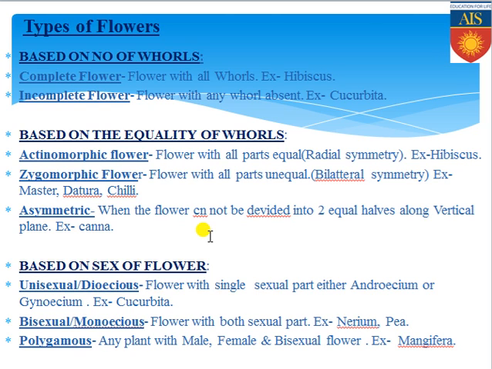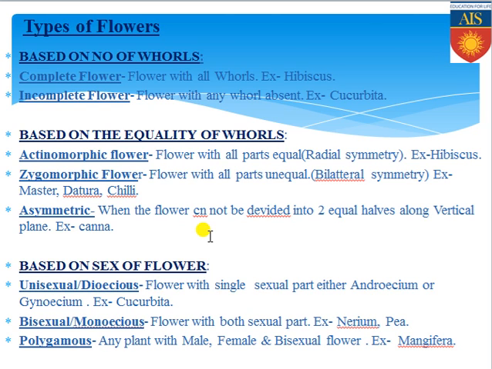If you see any flower where there is no symmetry, no comparison can be made between the floral whorls, and it cannot be divided into 2 equal halves along the vertical plane, then those flowers are commonly known as asymmetric flower. Example is canna. Canna is such a kind of flower. You can see the picture of this flower on the internet. Obviously you will see that it cannot be divided into 2 equal halves if you cut it vertically, and obviously you don't think about cutting the flower in a horizontal or transverse plane, as that is obviously not making 2 equal halves.